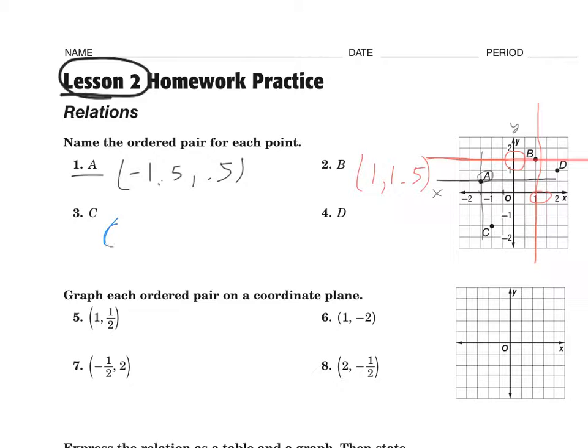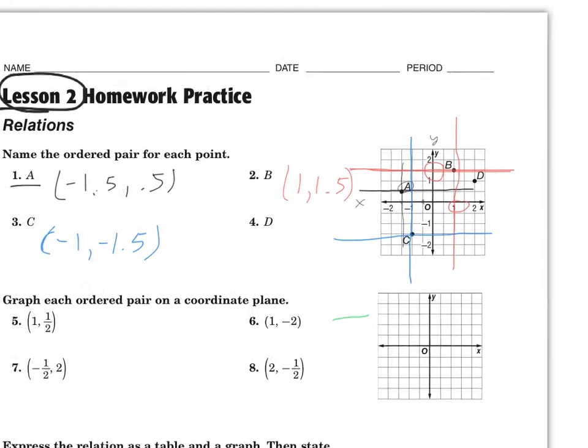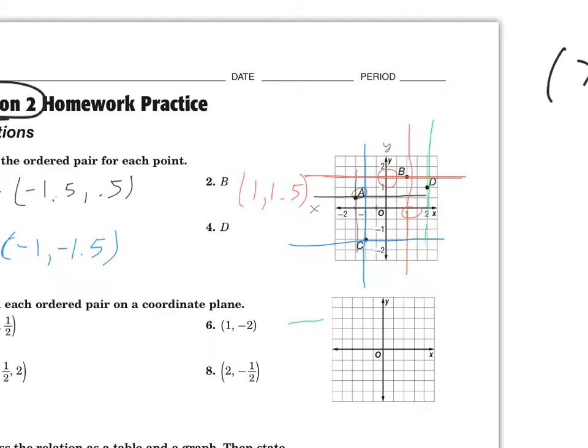Number 3, the x component for letter C. So we want to put in an x component and we want to put in a y component. Letter C, on the x-axis, it's at -1, and on the y-axis, it is at -1.5. For letter D, it looks to be at +2 on the x-axis, and it looks to be at +1 on the y-axis. So the ordered pair is 2, 1.